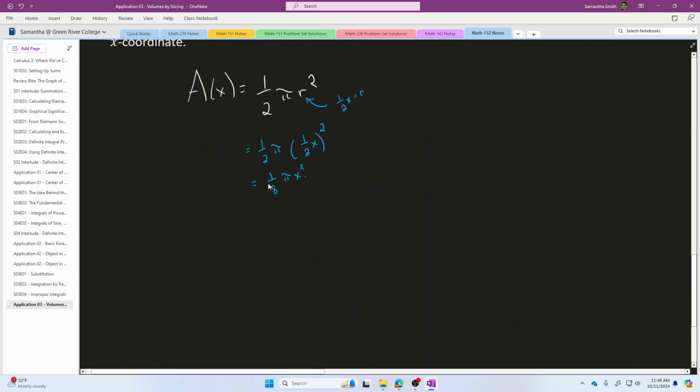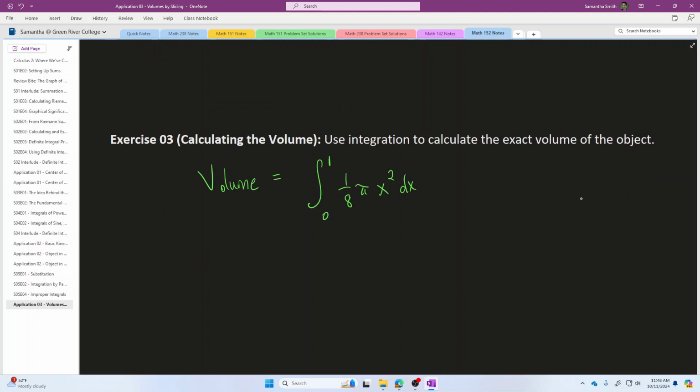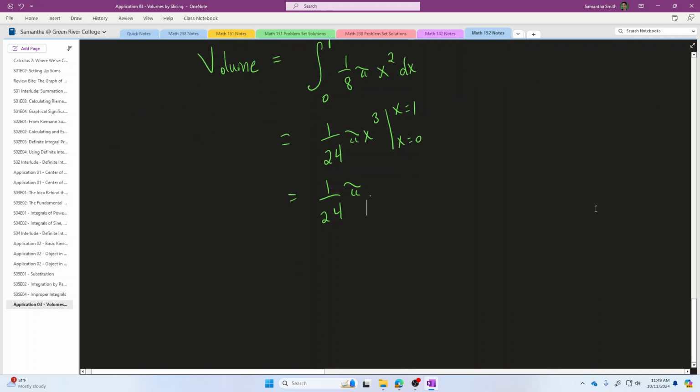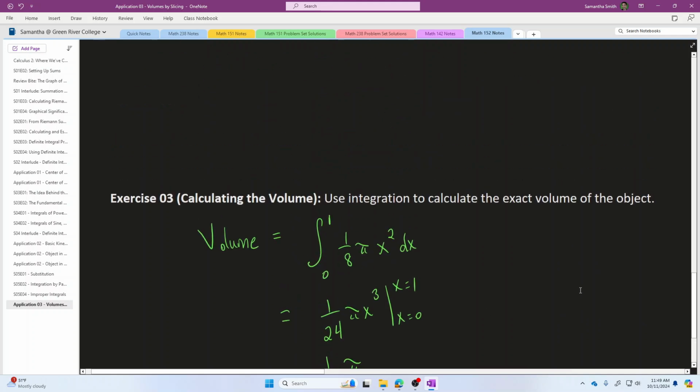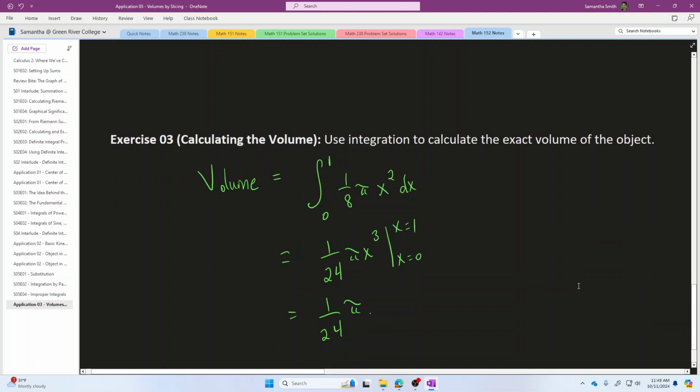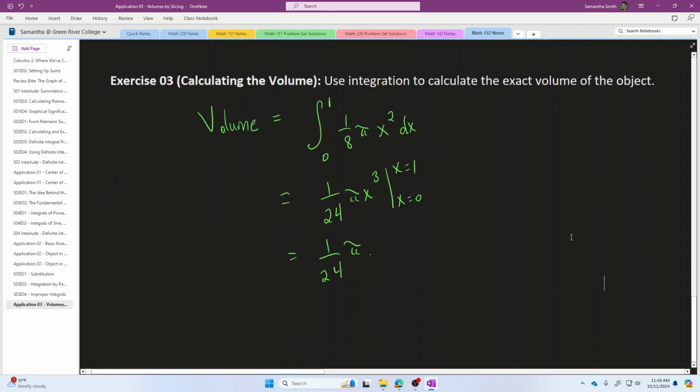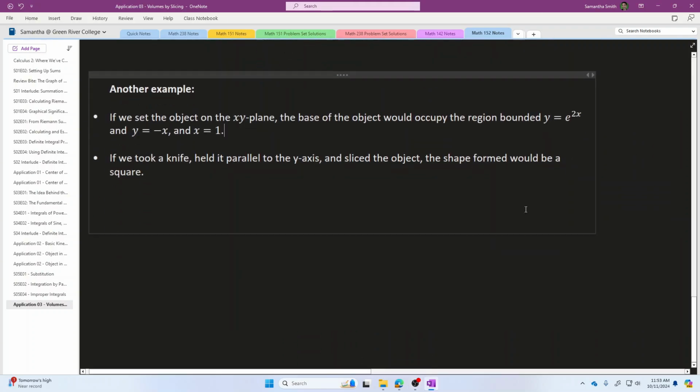Just copy pasting what we had here. And the antiderivative of that would be 1/24 pi x cubed, evaluated at 0 and at 1. And so the volume would be precisely pi over 24 cubed units. This is how we can find the volume of a three-dimensional object given information about its slices. If we have information about its slices, then we try to use that information to find an area function for those slices, and then all we have to do is integrate that area function, and that will give us the volume. Let's do one more example just for the variety.